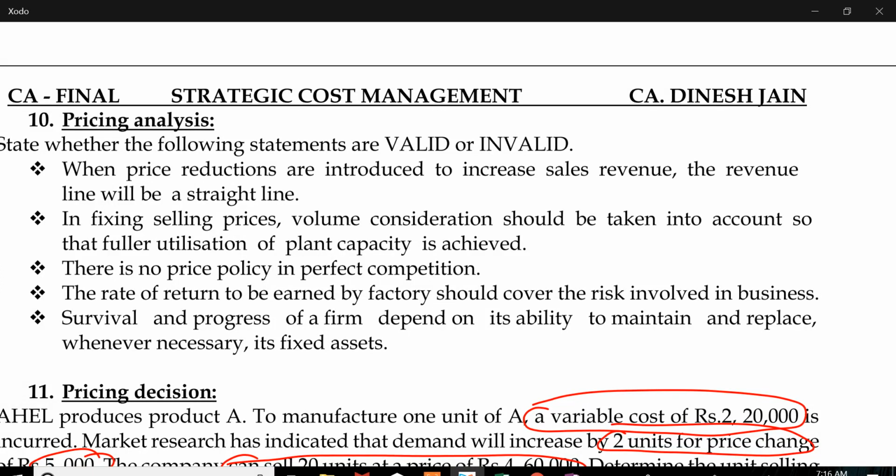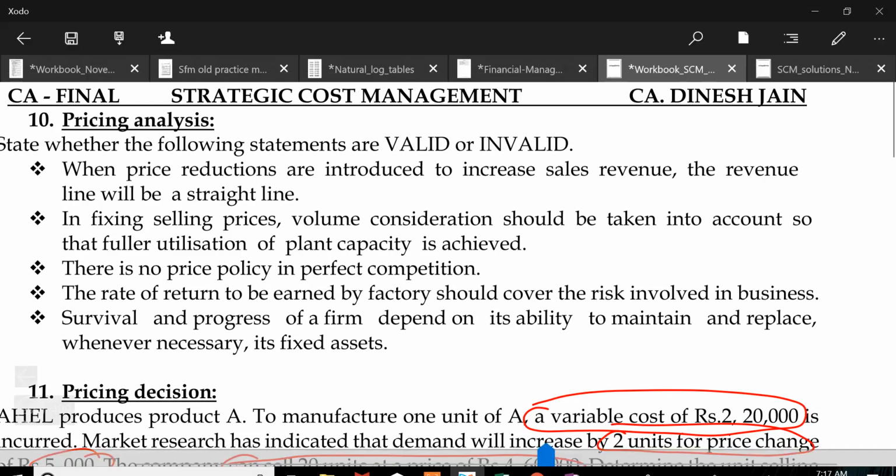Survival and progress of a firm depend on its ability to maintain and replace its fixed assets. Think about it and tell me what you feel about this statement. Should I keep modernizing my fixed assets every few years, or can I leave my fixed assets as they are? If you leave fixed assets as they are, what will happen? They'll become obsolete, your efficiency will drop, competitors will be able to produce at a lower price, and you will not be in a position to compete. So practically it's very, very critical to keep changing your fixed assets whenever a need arises.